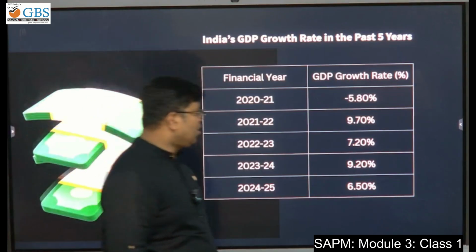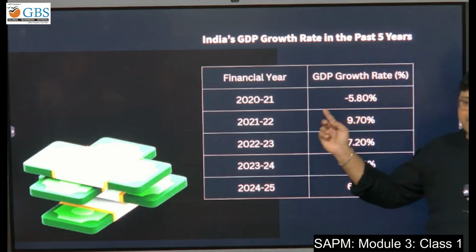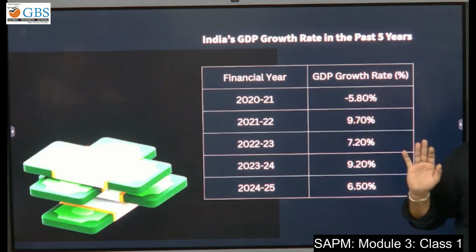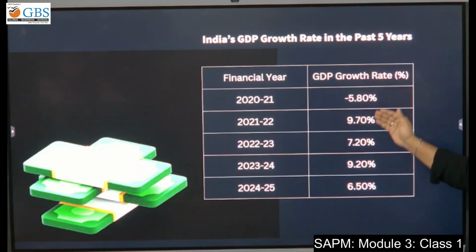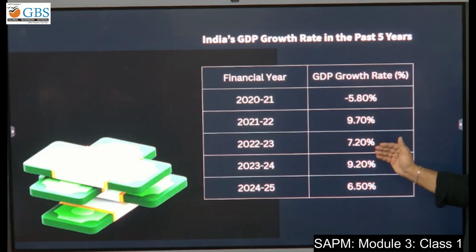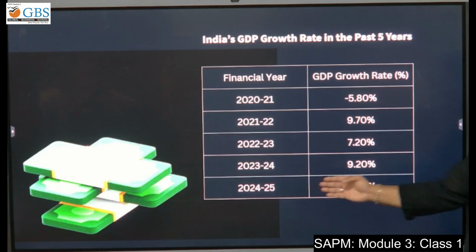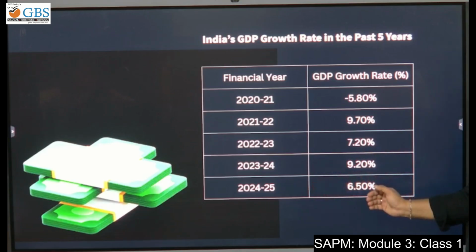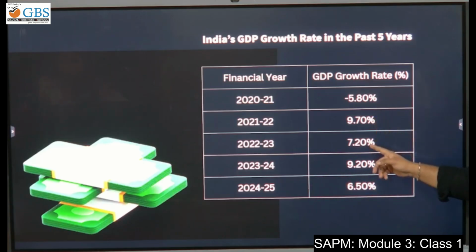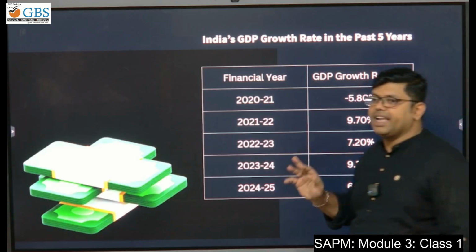So in 2020-21 there is a negative. Can you tell why? Pandemic. And then there is a steady growth rate in the GDP. And now in 24-25 it is a little low, right? So 9%, 7.2%, 9.2%, it is steady, I can say.